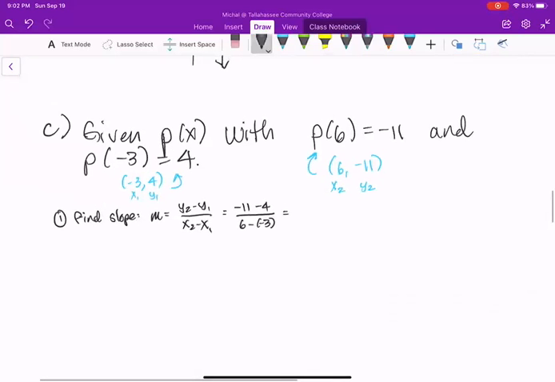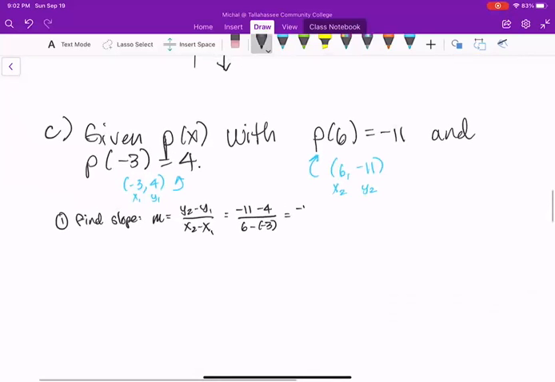This gives me the ratio: -11 minus 4 is -15, over 6 minus -3, which is the same as 6 plus 3, which is 9. To simplify this, I don't want a mixed number of 1 and 6/9, so I'm going to divide top and bottom by 3. That's a common factor, and that gives me -5/3. And that is my slope.